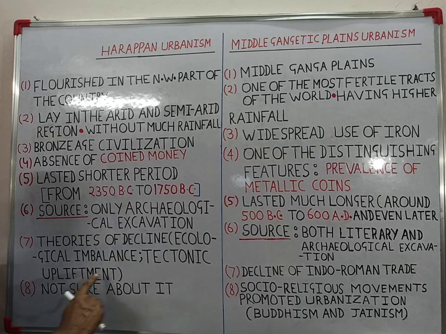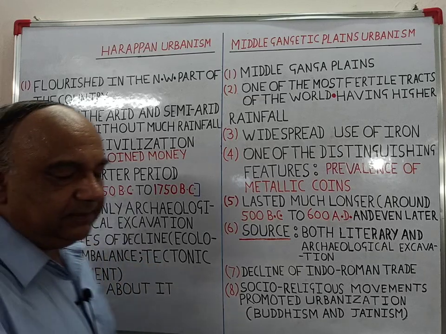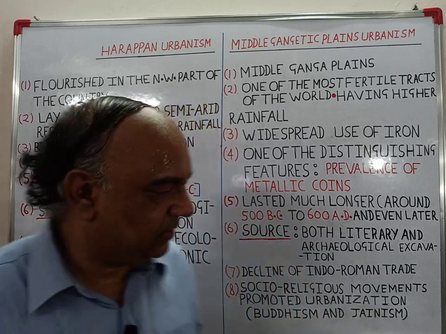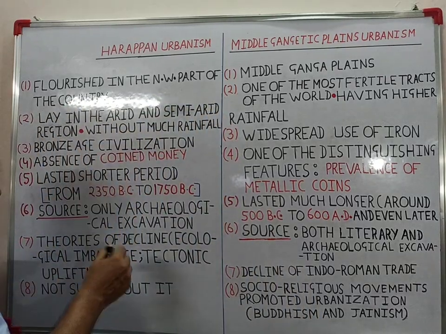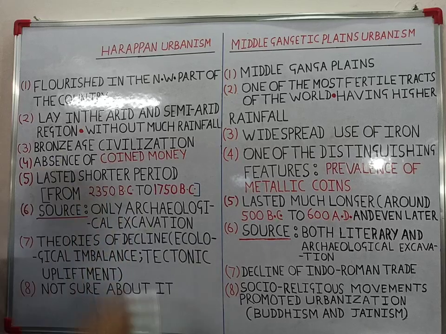Ecological imbalance, tectonic upliftment, Aryan invasion, catastrophic flooding, and increasing aridity are some of the theories given by historians as the cause of the decline of the first phase of urbanism.